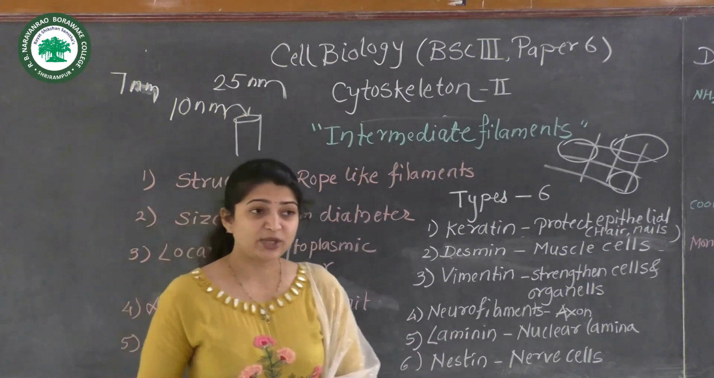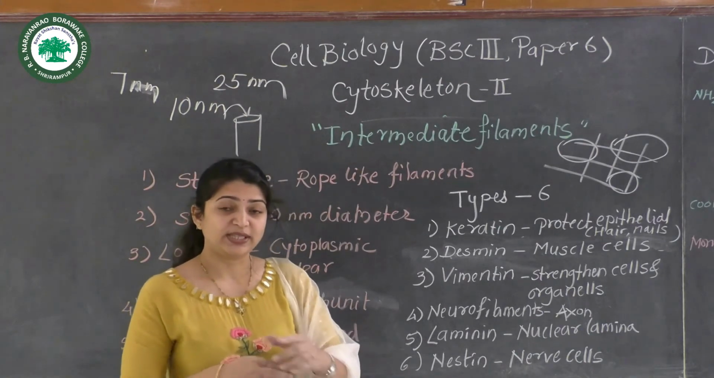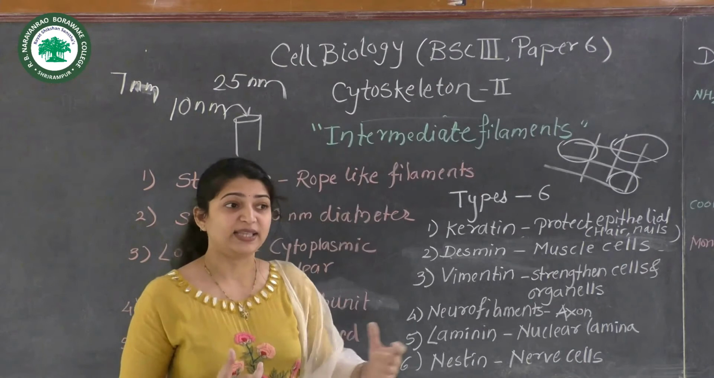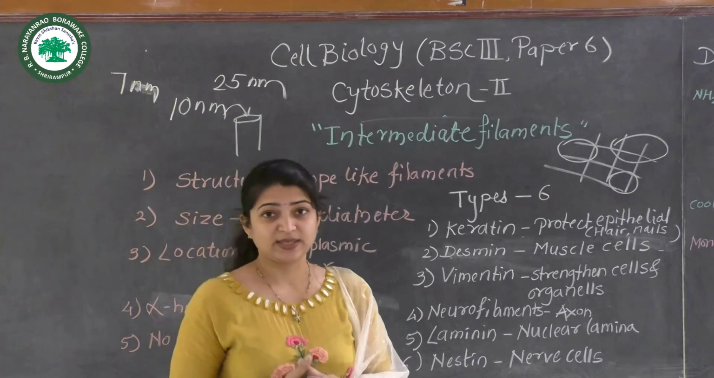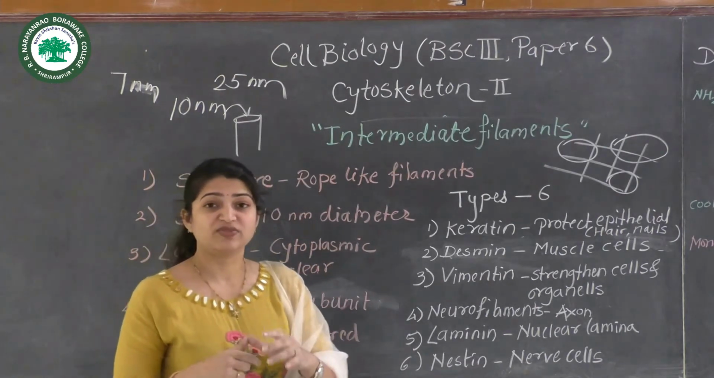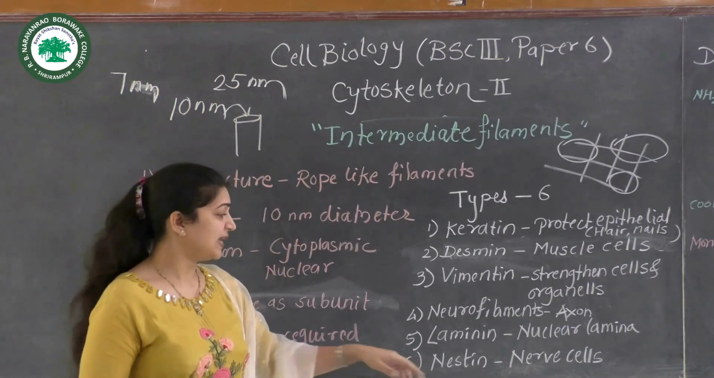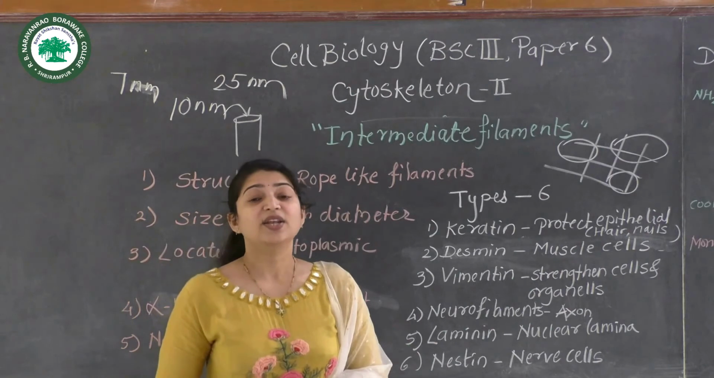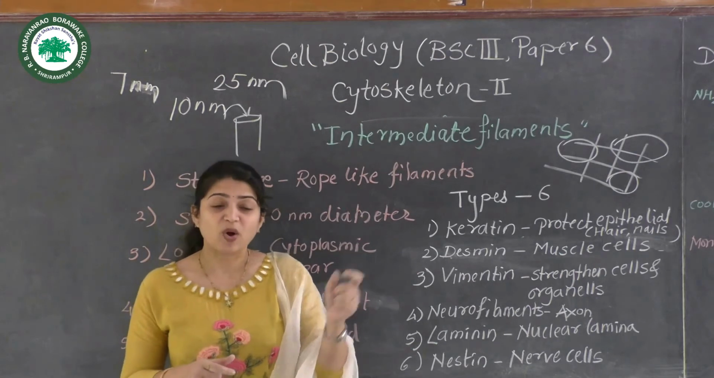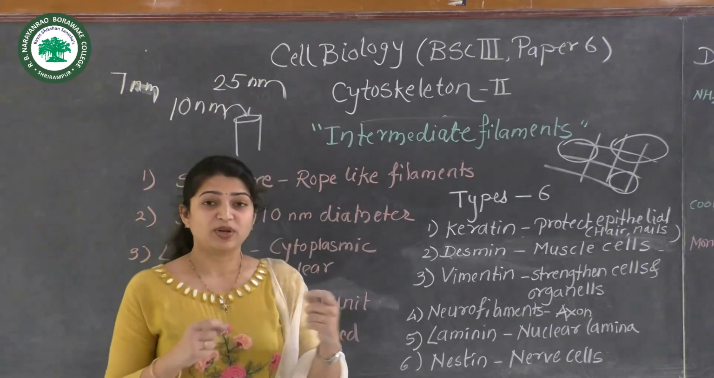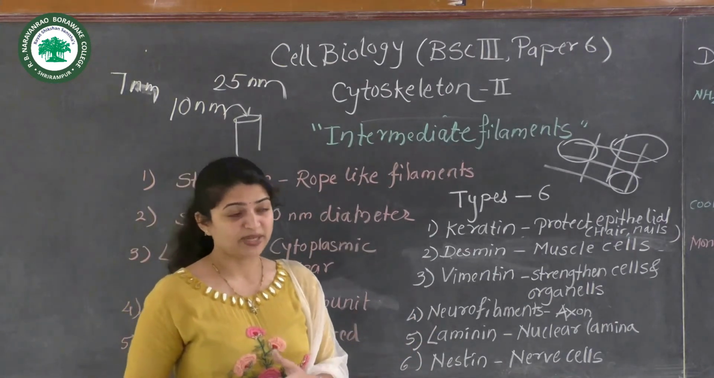The next filament is lamin. As I told you earlier, the filaments present in the nucleus, in the nuclear lamina, are the lamins. These lamins maintain the structure of the nucleus and protect it from any outside disturbances. Next, the sixth and last type is nestin, which is present in the nerve cells. Here in the central nervous system, all the nerve cells are formed with the help of the nestin intermediate filaments.